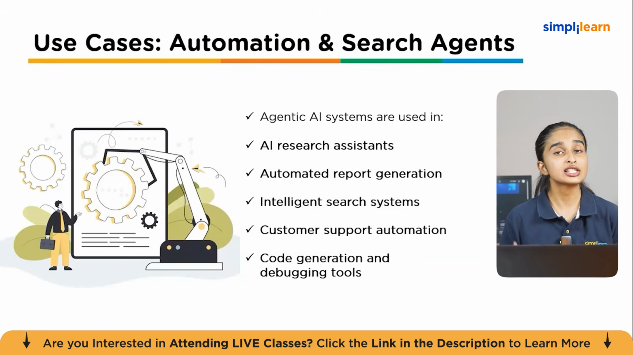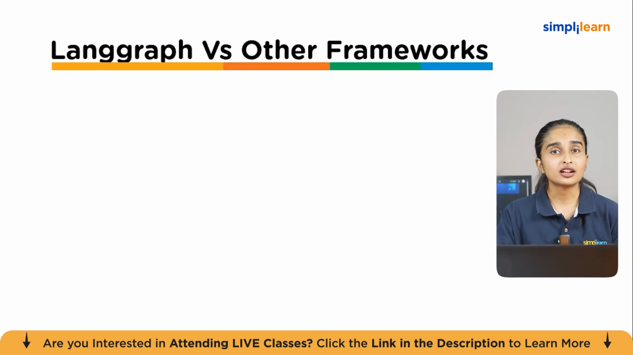Customer support automation is another major area, especially where there are many repeated questions and structured workflows. These systems are also used in code generation and debugging tools, where they support writing, checking, and improving code. What connects all of these examples is that they involve more than one simple step. They involve sequences, checks, contexts, and actions. Now that we've explored some use cases, we shall move on to comparing LangGraph with other frameworks so we can understand where it fits best.